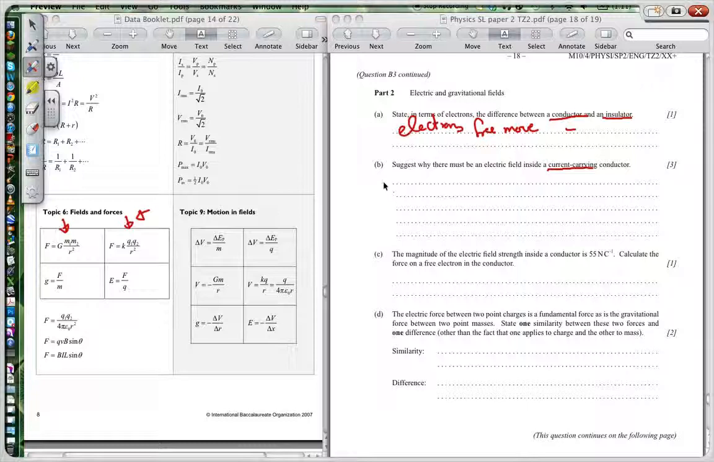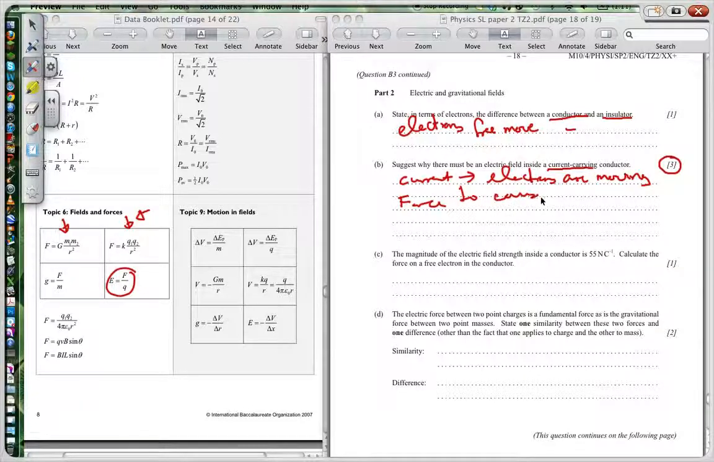Suggests why there must be an electric field inside a current carrying conductor. This is 3 marks, so this is actually quite an extensive question, and we can use this formula in it. To have an electric current, a current implies that the electrons are moving. So to get them moving, there has to be a force. There needs to be a force to cause them to move.